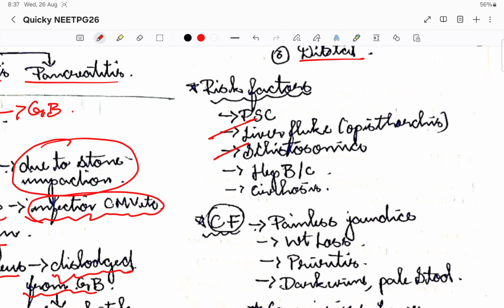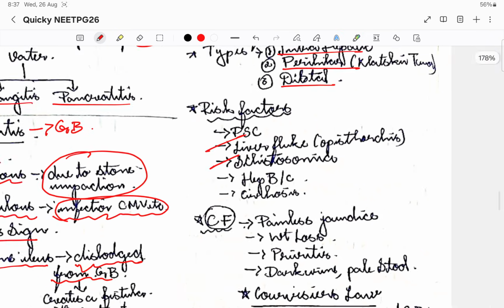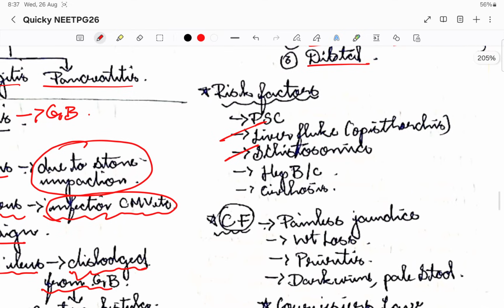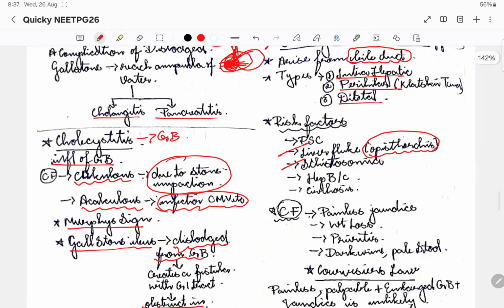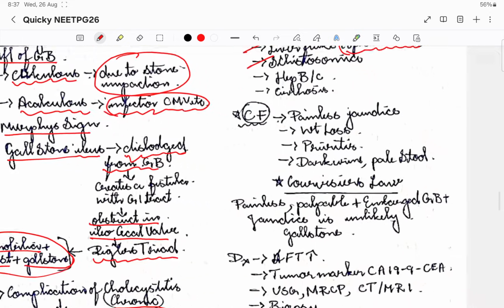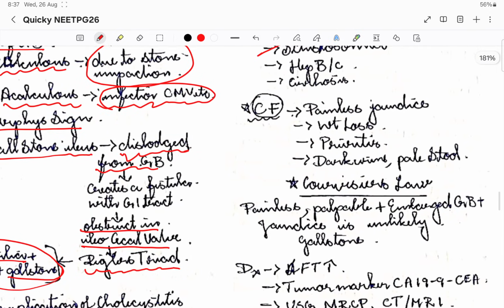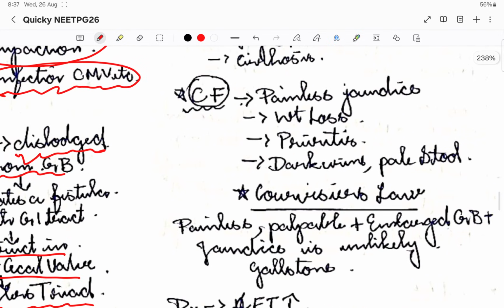So this might cause carcinoma of gallbladder. Okay, and also a liver fluke, that is Opisthorchis. Okay, Opisthorchis can be a risk factor of cholangiocarcinoma. Okay, please remember this. Then the clinical features: how cholangiocarcinoma will present is with painless jaundice.